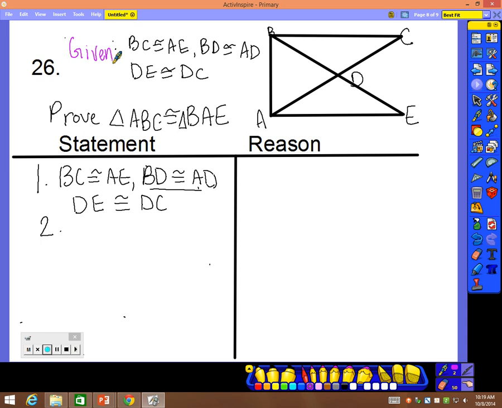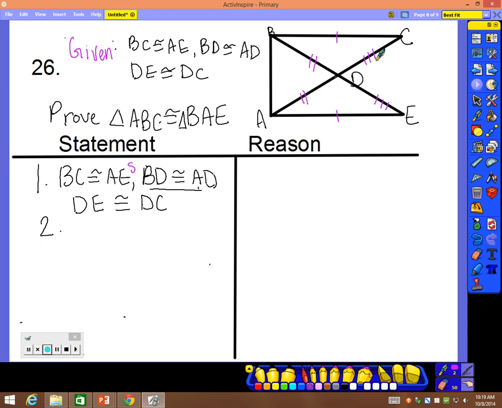So my given information says that BC is congruent to AE. So this line is congruent to that line. Hey, that's already a first side. So I'm going to mark that as a side. And then it tells me that BD is congruent, so this segment right here is congruent to AD. I'll make those double hashes. And then it tells me that DE is congruent to DC.